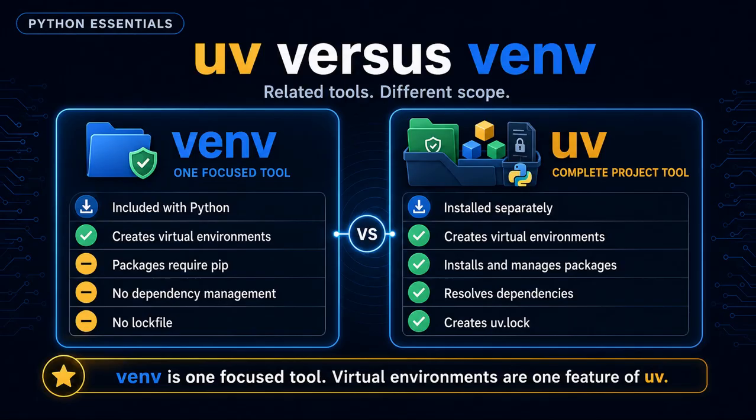UV and venv are sometimes presented as competing choices, but that is not quite accurate. Venv is one focused tool included with Python. Its job is to create an isolated Python environment. It does not install Python, install packages, resolve dependencies, or create a lock file. For those jobs, the traditional workflow adds pip and a dependency file. UV is installed separately and has a much broader scope. It can install and select Python versions, create virtual environments, manage packages, resolve dependencies, maintain a lock file, and recreate a complete project environment. That does not make venv obsolete. It remains useful, and understanding it helps you understand what UV is managing for you.